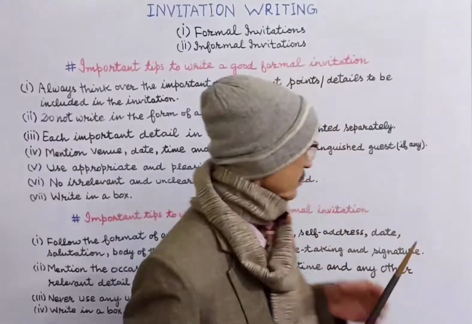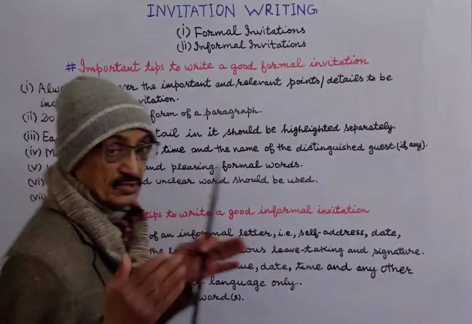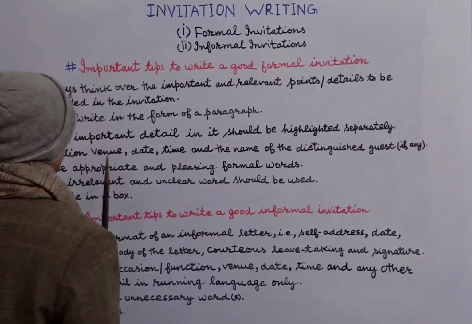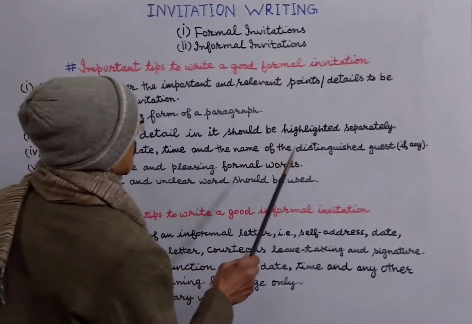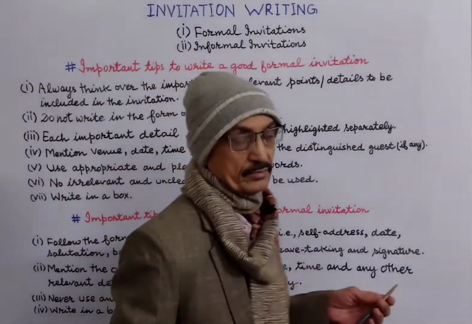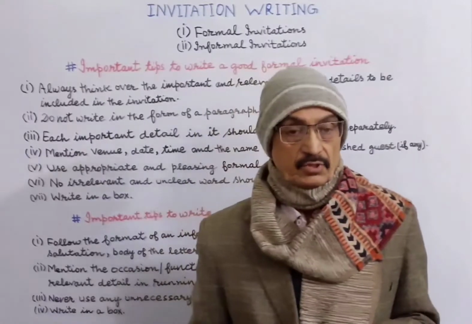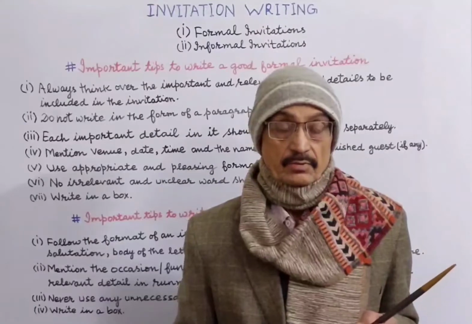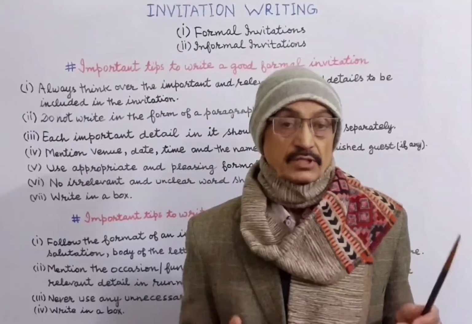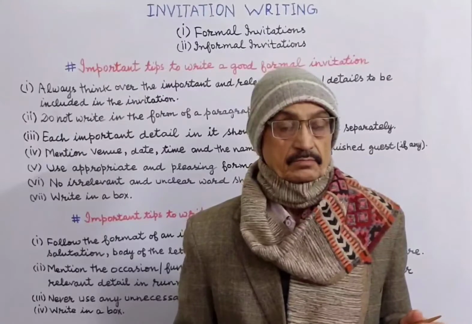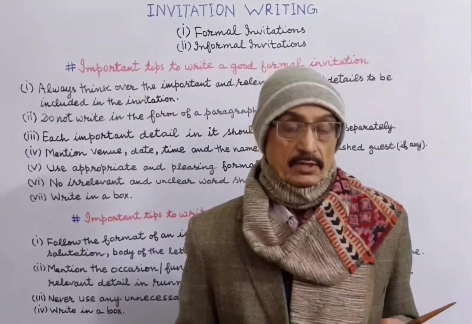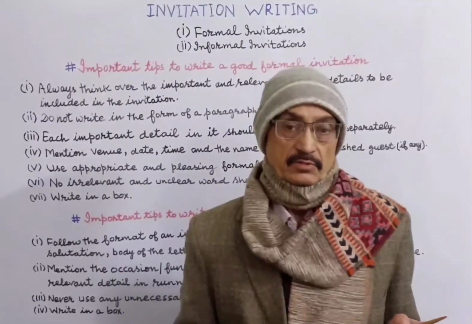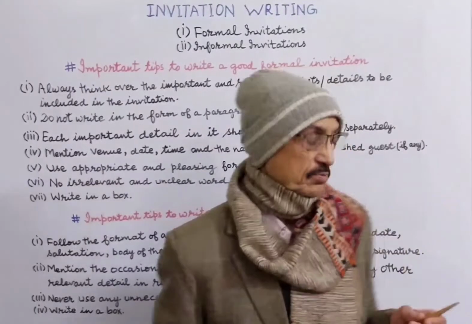Now come to another point, that is, mention venue, date, time, and the name of the distinguished guest, if any. These three things, and the fourth one is the name of the distinguished guest. These details are very important, and they should be mentioned in order. Always remember this.